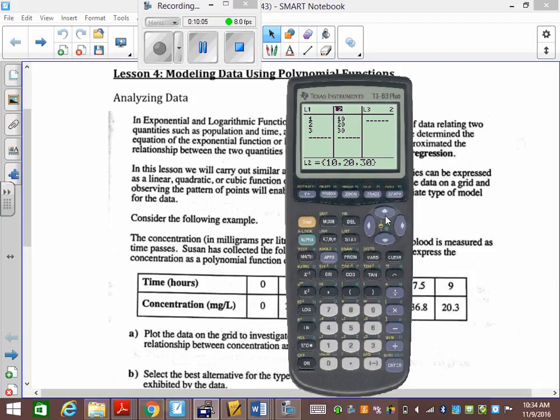I want to clear the list. So I go clear on this L2. I go clear, enter, and it clears the whole list. Go over here, clear, enter, and it clears my list. So if you have something in, clear your lists.